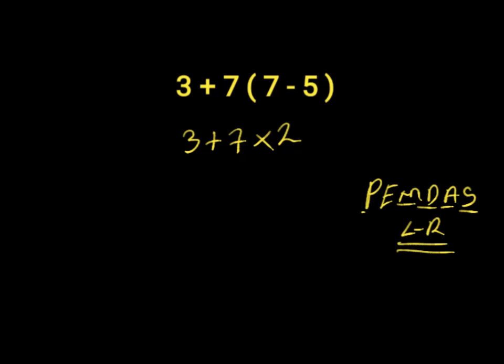We are going to work with our multiplication first because it comes first before addition. 7 times 2 will give us 14. 3 plus 14 will give us 17. 17 is the right answer to this question.